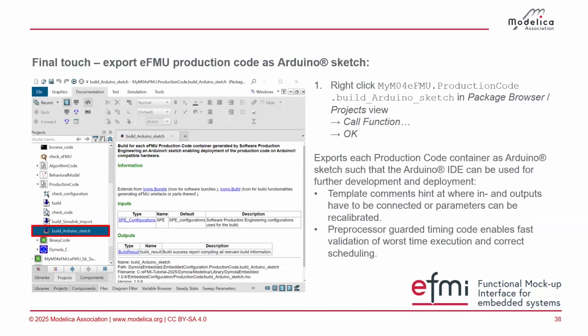And then we have another new thing that is not available yet in Dymola, that will be in the next Dymola release in November. And that is we support the same thing for Arduino. So you can build an Arduino sketch, which means we take a production code container and build a sketch. That sketch you can import in your Arduino IDE and continue deployment from there. In that case, you somehow have to say how to connect inputs and outputs. We will generate templates, which are commented code that tells you to connect the inputs here and send the results there to the outputs. These are the possibilities for recalibration.